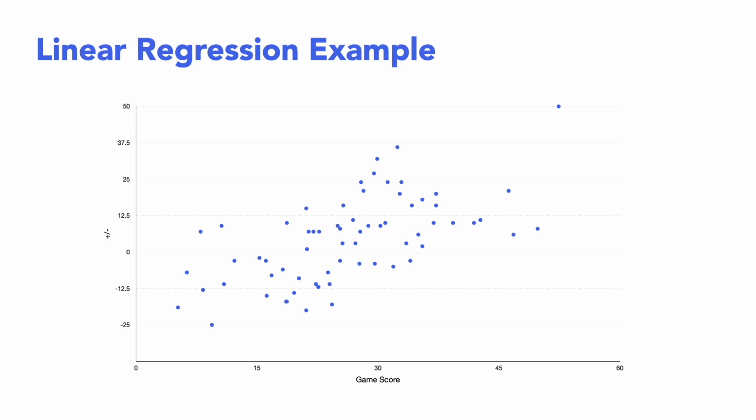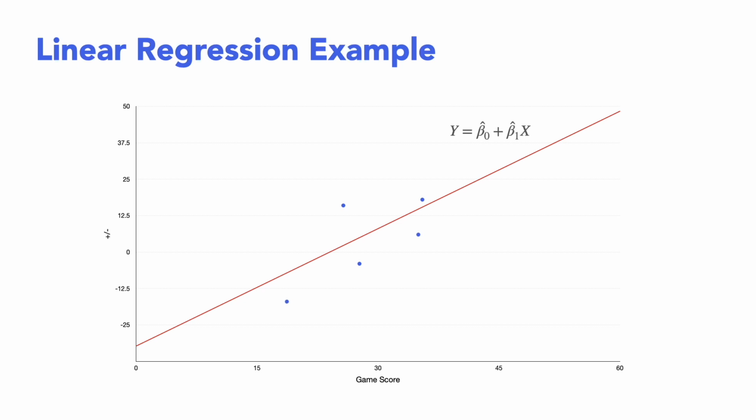To make things easier, just for illustration purpose, we sample 5 data points to show how we can fit the best line. First, we use this formula, y equals beta hat 0 plus beta hat 1 times x, to represent the best line. Then, we calculate the distance in y direction between each data point and the line, denoted as d1, d2, d3, d4, and d5. The distance is also called residuals.